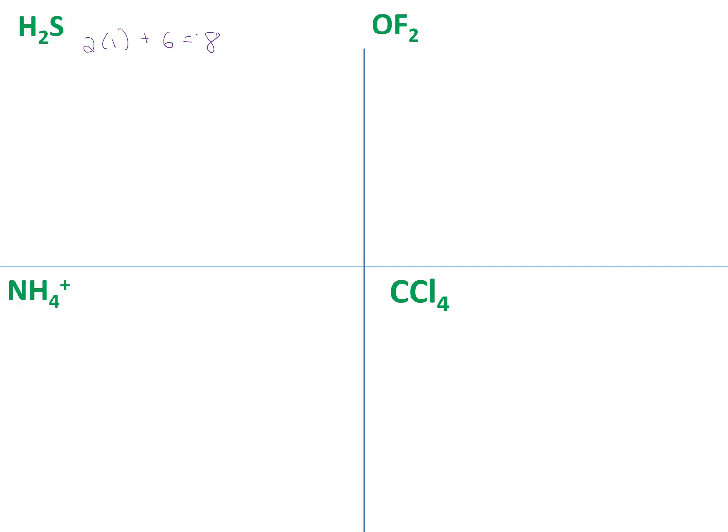In oxygen difluoride, we have a total of 6 valence electrons from the oxygen. And then we have 7 valence electrons from each fluorine. And that equals a total of 20 valence electrons.